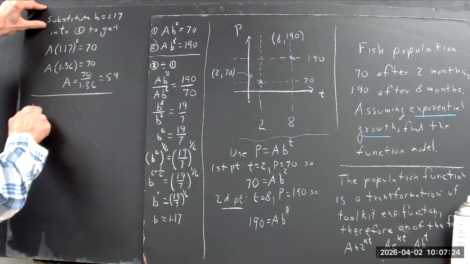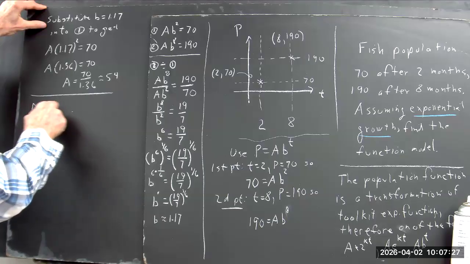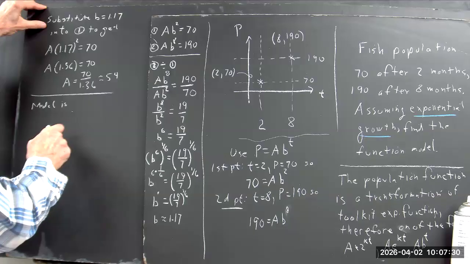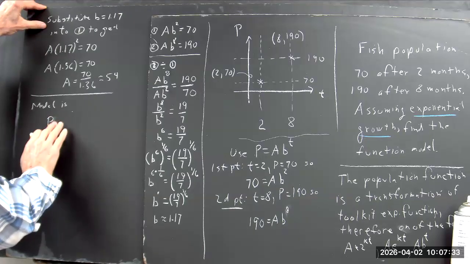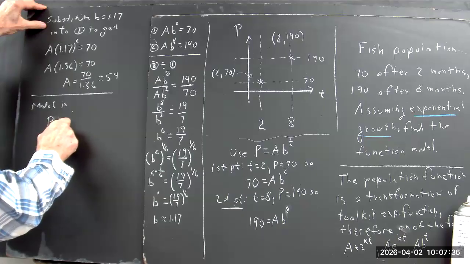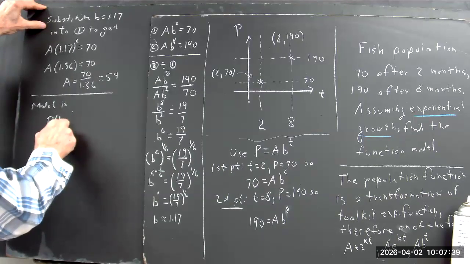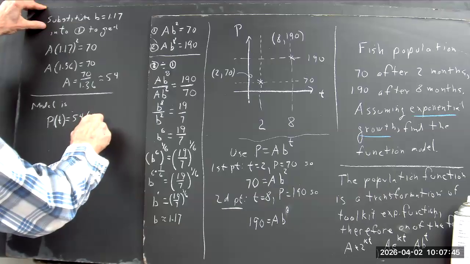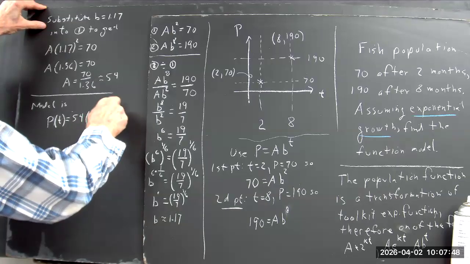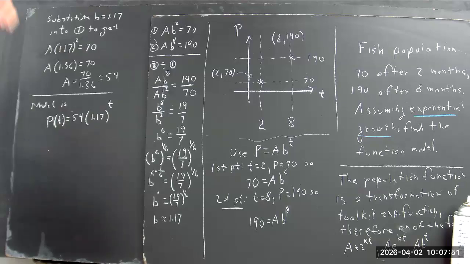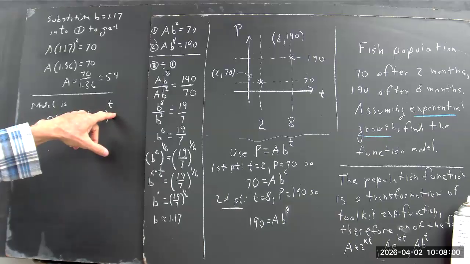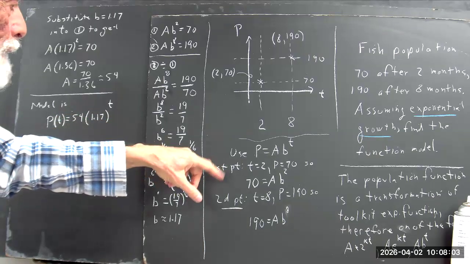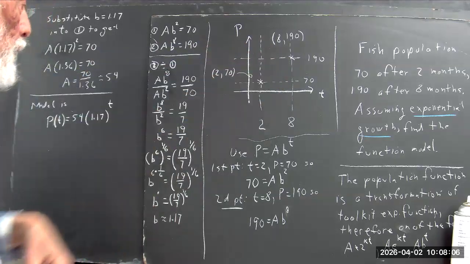So now our model is P, and I'm going to write it as P of T because P is a function of T, equals 54 times 1.17 raised to the T. Okay. Now, if we want to check this, we could plug in T equals 8 and see if we get P equals 190.